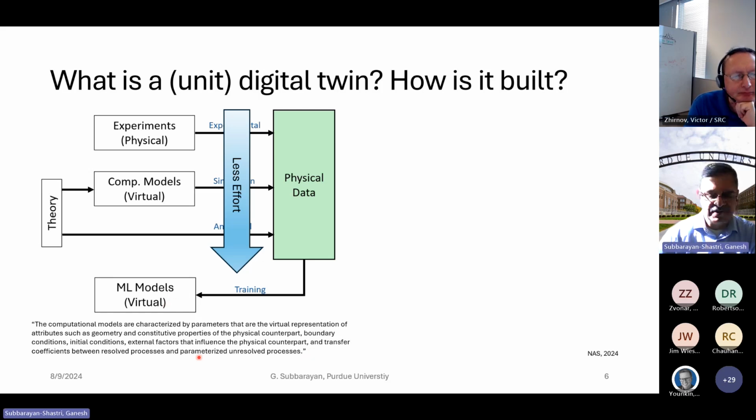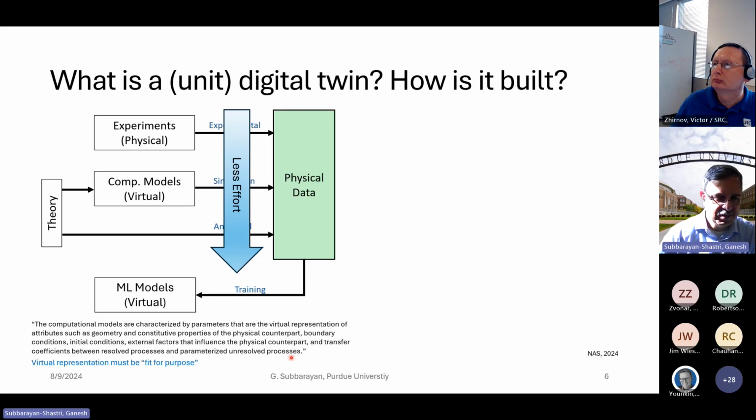I'm going to quote something directly from the National Academy of Sciences document. And the quote here is the computational models are characterized by parameters. This is an important point. All computation models are characterized by parameters that are virtual representation of attributes such as geometry and constitutive properties of the physical counterpart. So if you're a computational mechanician, this would be very easy for you to follow. This is exactly what computational mechanicians do. They have a geometry, a domain, and they have constitutive behavior, material behavior, and they solve for physical behavior in that domain with the material behavior. And there are boundary conditions, initial conditions, all that will help us determine the behavior. External factors that influence the physical counterpart and transfer coefficients between resolved processes and parameterized unresolved processes.